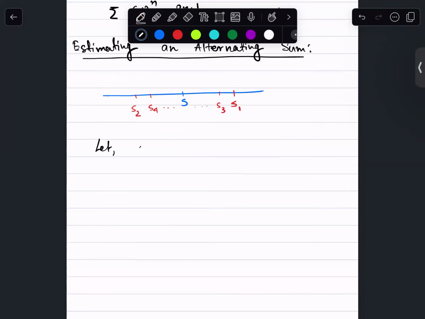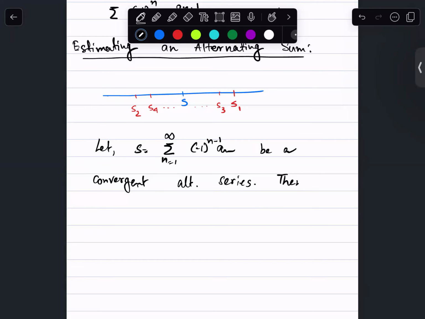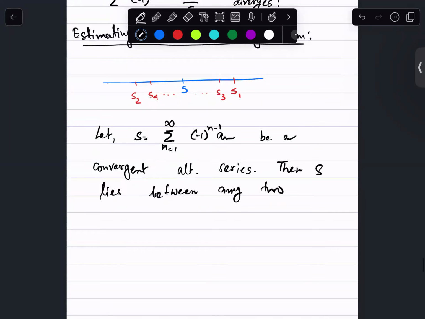Let S be the summation n equal to 1 to infinity of (-1)^n a_n, a convergent alternating series. Then S lies between any two consecutive partial sums. So S1 is the first one and S2 is the second one, and S is always in between S1 and S2. Similarly, if you take S3 and S4, then again S is in between S3 and S4. That's what the statement is trying to convey.